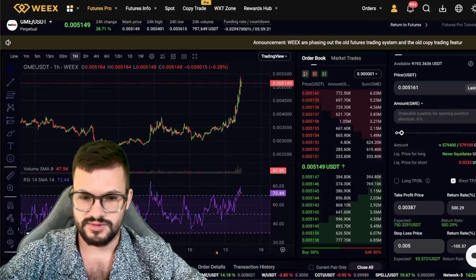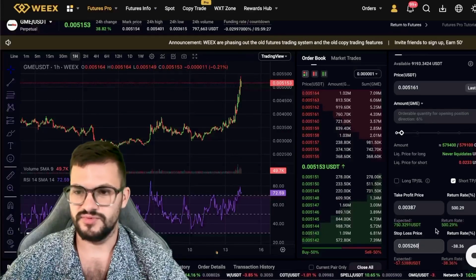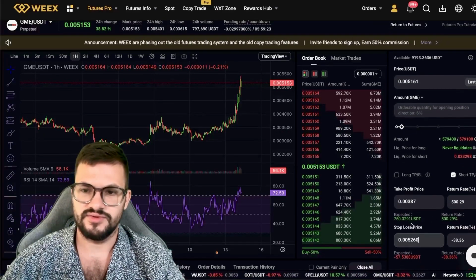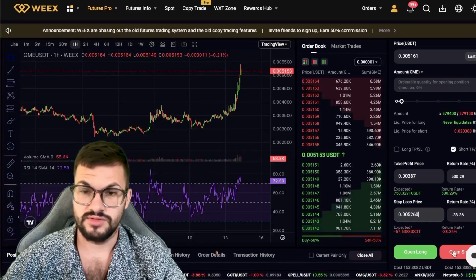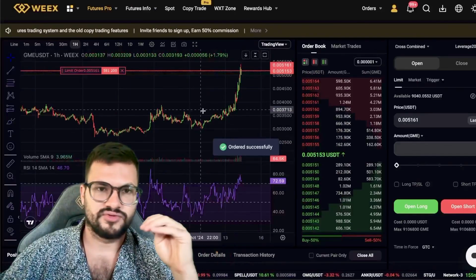So it's going to be already 100%. I will do it here to 60. So it's going to be a 40% loss, risking $57 to make $750. That's quite a nice risk to reward ratio. Now open this trade. Perfect, trade is open right now.